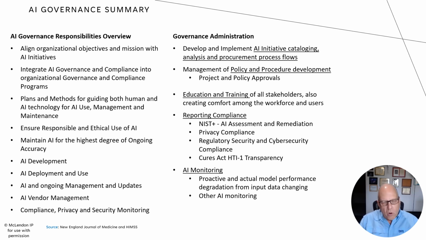And then also part of your administration of your governance program is AI monitoring, proactive and actual, of model performance degradation from input data changing. So what that means is that your AI functions differently because now it knows more, or perhaps it's made a couple of incorrect assumptions that didn't get changed. So it missed it and is thinking wrong. So you have to monitor it on a proactive basis. And there's other AI monitoring as well and measuring. There's a lot of that out there being considered. Much of it will be run by AIs, but has to be reviewed by humans.